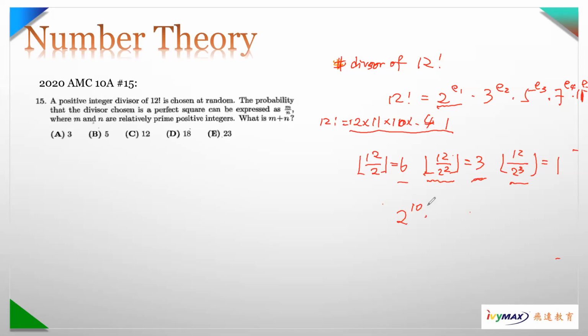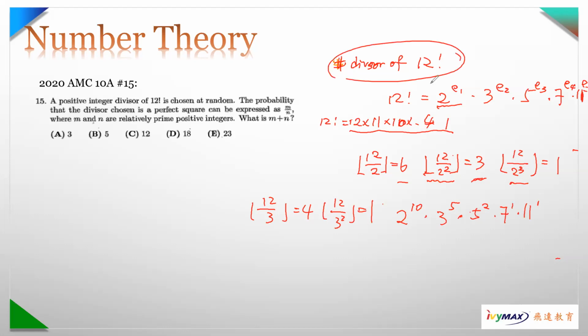You can repeat this process for 3. You can do 12 over 3. How many of them? We got 4. And 12 over the square of 3. So we only have 1 left. So in that case, we have 5 for the power of 3 in the factorization, right? So continue working on that. We got the prime factorization for this factorial. Okay, this is how you figure out the number of divisors of any factorial.